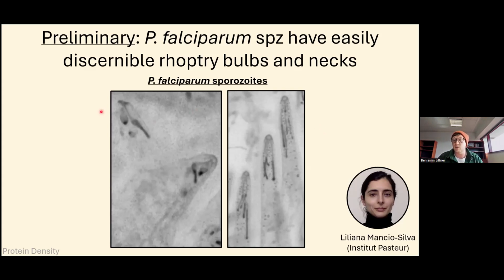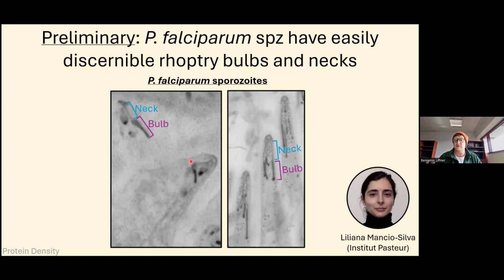But recently, we got some Plasmodium falciparum, the predominant human-infecting malaria parasite, from Liliana at the Pasteur Institute. We looked at both relatively early in their biogenesis and also quite late. We can see relatively easily identifiable rhoptry bulbs and rhoptry necks. So these resemble the merozoite rhoptries a little bit more closely. And so I don't have any follow-up on this yet, but it's an interesting observation, and we're hoping to do a bit more on these in the future.